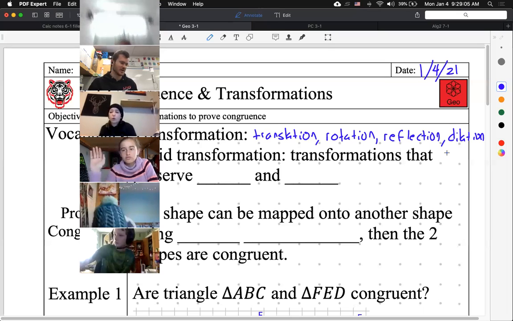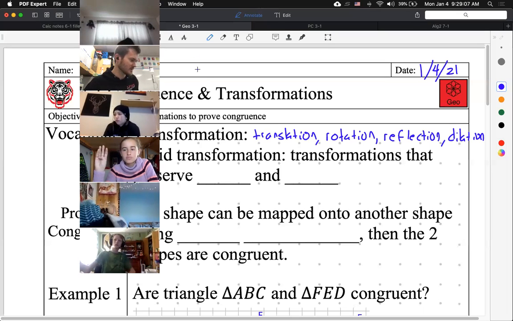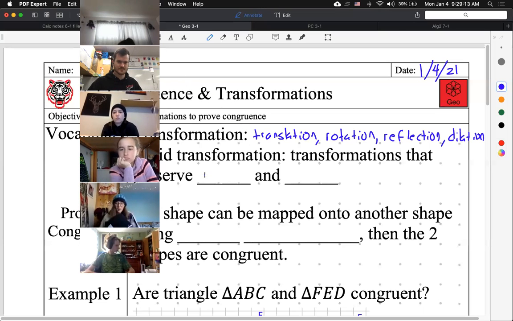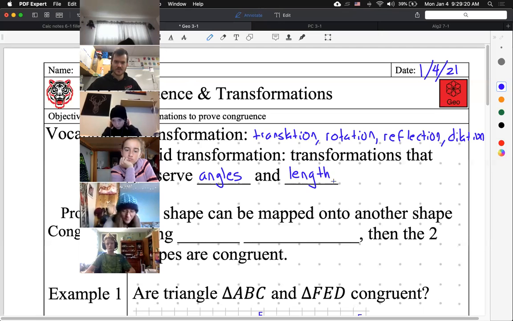What is a rigid transformation while I have you on the phone here, Wyatt? It's a transformation that preserves angles and I want to say lengths. That is correct. Yeah, angles and lengths. And there's only 3 of those that we know of: translation, rotation, reflection, those ones that Charles has down really well. So proving congruence. If a shape can be mapped onto another shape only using that previous word that I talked about, then the 2 shapes are congruent. I've talked about that briefly, but we're going to be using that more and more.